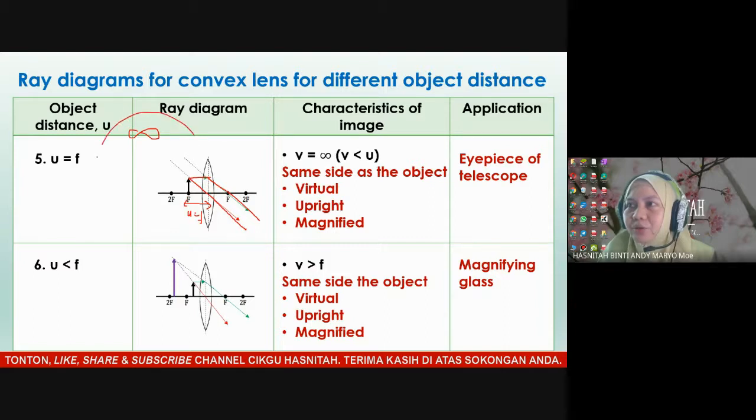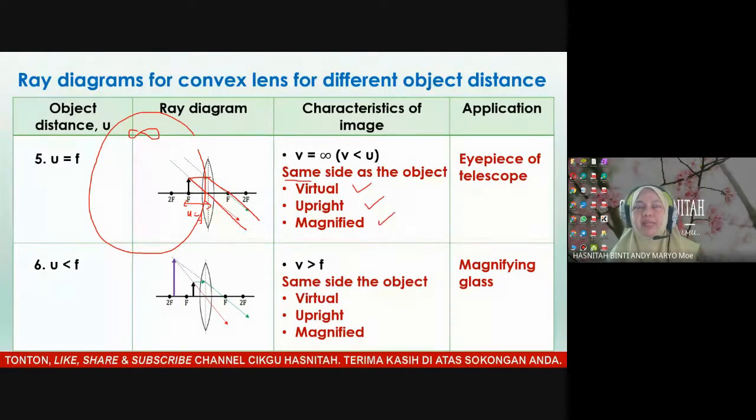So the image is also formed on the same side as the object, so we say it is a virtual image. And it is upright, since it is formed above the principal axis, and the size has been magnified. This is applied in the eyepiece of a telescope.